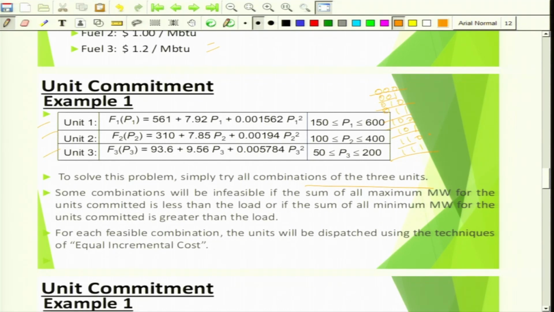And there could be another case, it is not only the minimum, even the maximum generator combination. Let us say the sum of all minimum megawatt for the units committed should not be greater than the load demand. That means the minimum generation of the committed units should not exceed the load demand, right. For each feasible combination, the units will be dispatched using the technique of equal incremental cost.